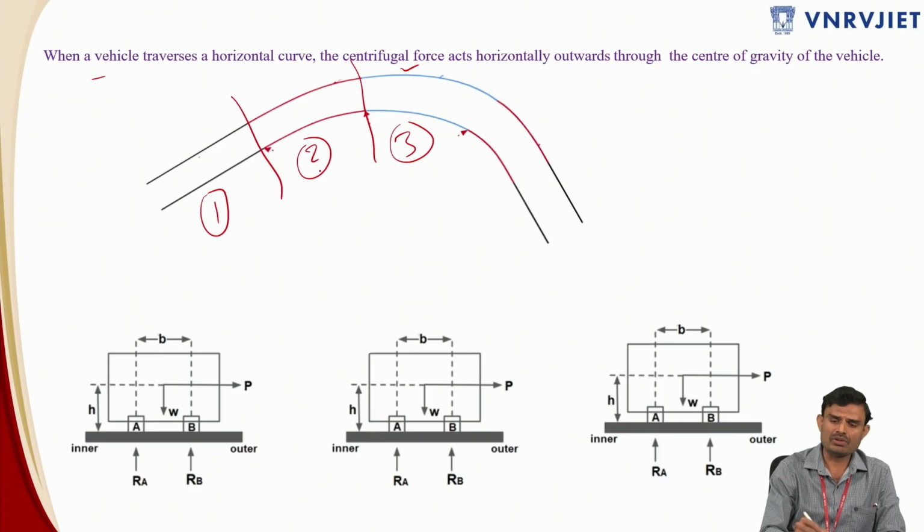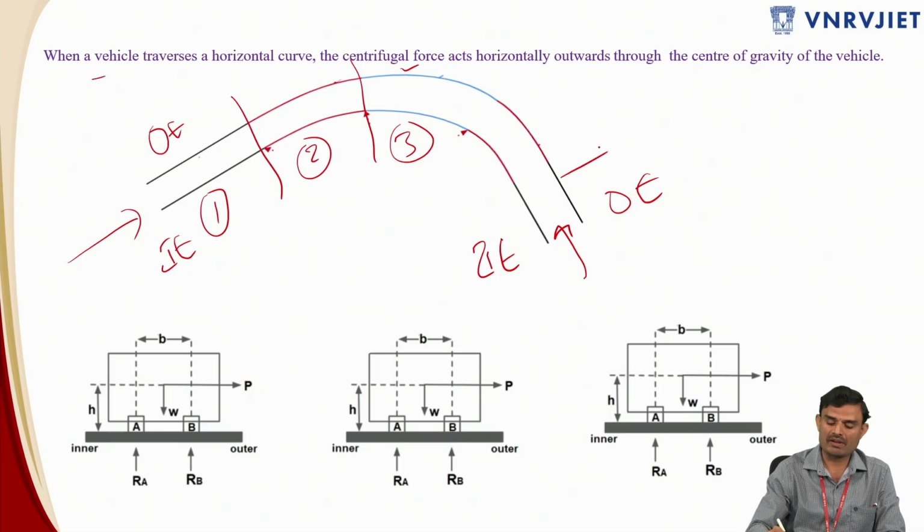The moment you enter zone 2, taking this portion and traveling in this direction, this side will be the outer edge and this side will be my inner edge. There will be some amount of centrifugal force acting on the outer edge. Similarly, when you are moving in this direction, this is my outer edge and this is my inner edge, and there is some centrifugal force acting on the outer edge. This is what P represents in all three figures, which is the centrifugal force acting in three different figures.